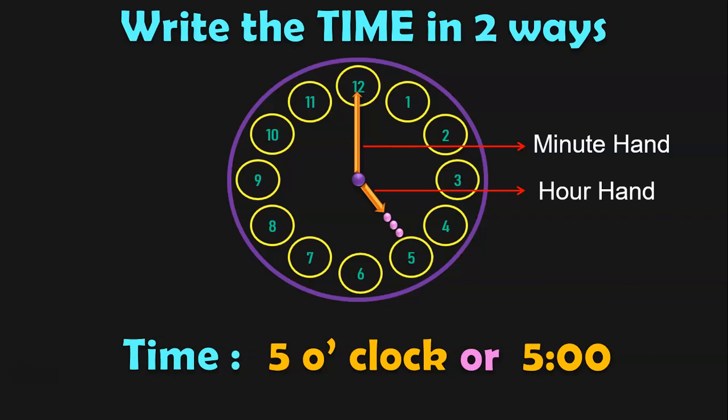And another way to write it is 5:00. The number which appears after the colon represents the minutes. Let us understand here that 5:00 means it is 5 o'clock.